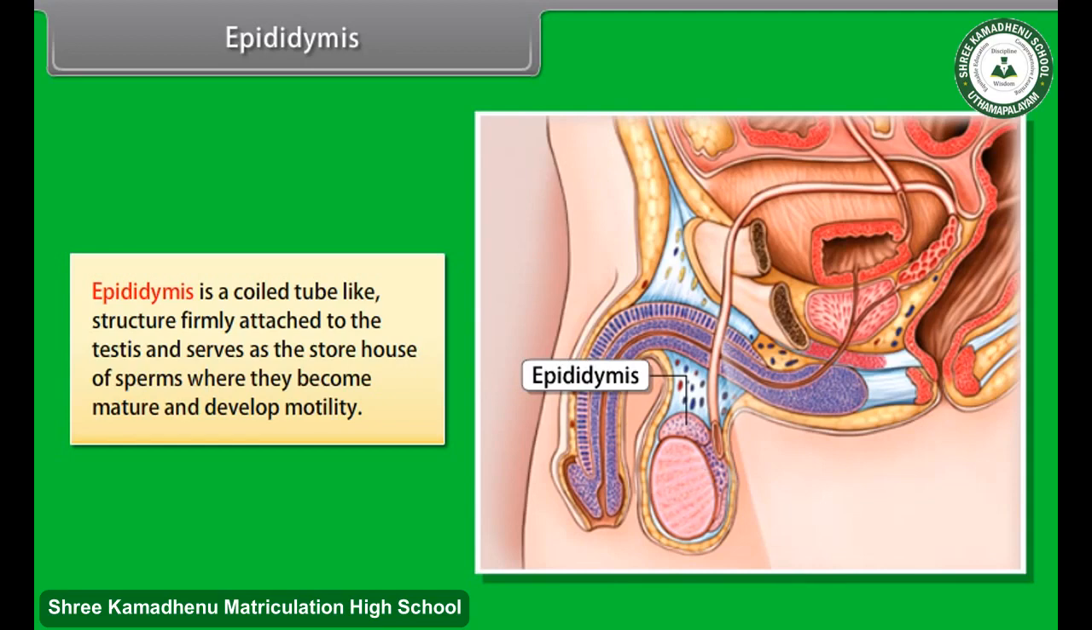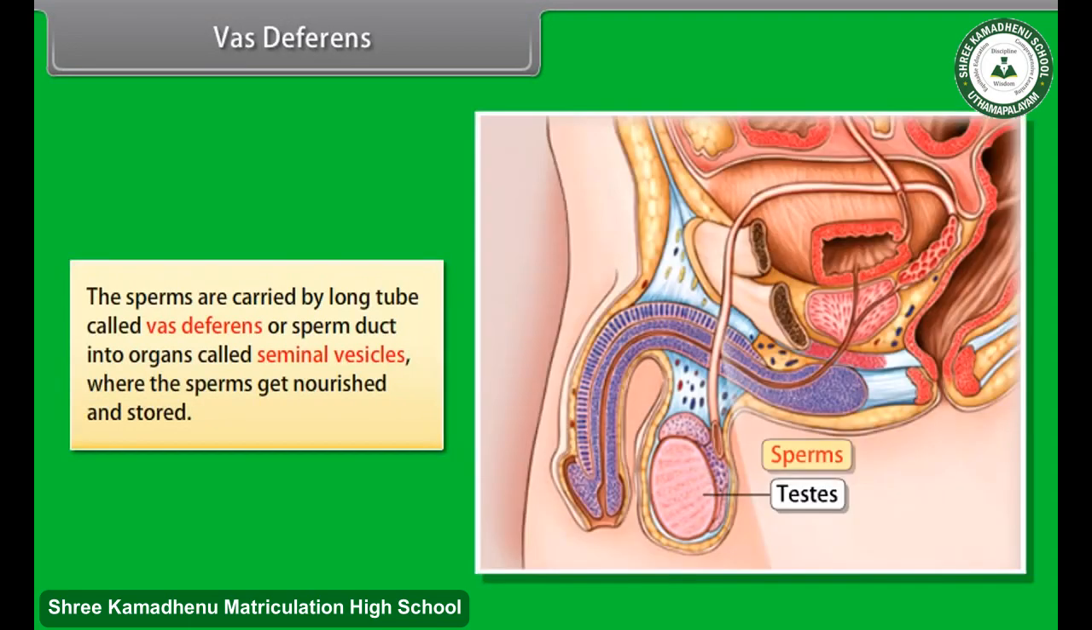Epididymis. Epididymis is a coiled tube-like structure firmly attached to the testes and serves as the storehouse of sperms where they become mature and develop motility. Vas deferens. The sperms are carried by a long tube called vas deferens or sperm duct into organs called seminal vesicles, where the sperms get nourished and stored. Urethra.